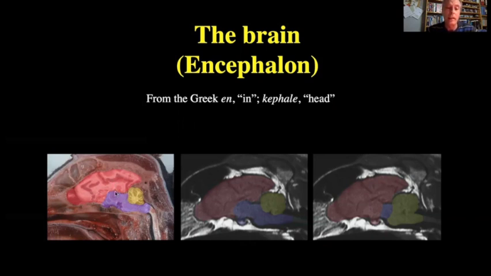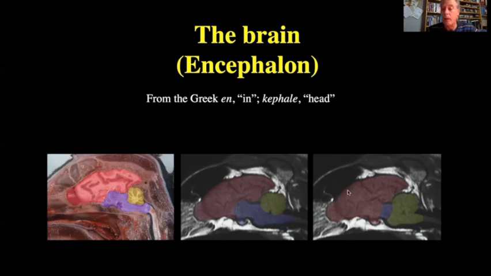I have marked in red the cerebrum. In yellow is the cerebellum. And in blue is the brain stem that continues through the foramen magnum as the spinal cord. The image on the center is the same, but on an MRI, a T1 enhanced sequence. You see in red the cerebrum, in yellow the cerebellum, and in blue the brain stem.